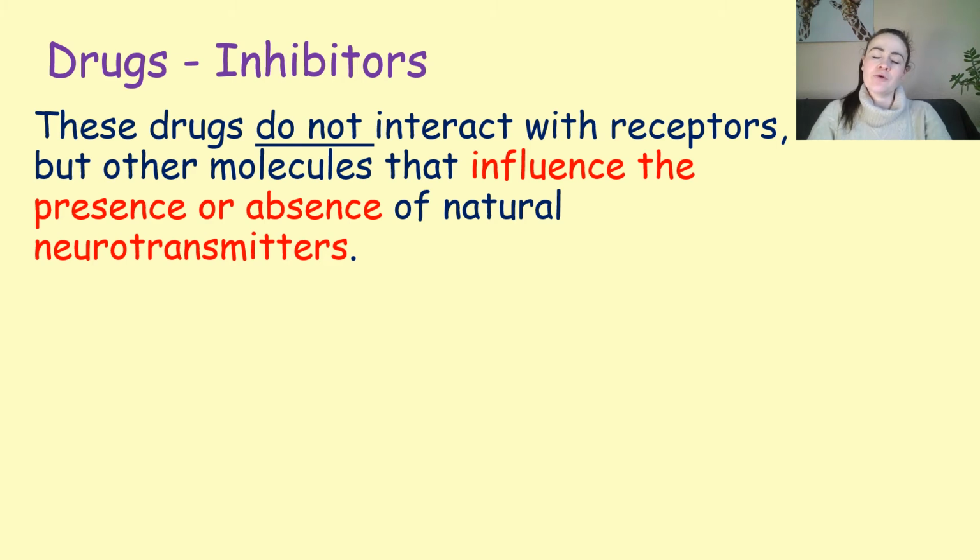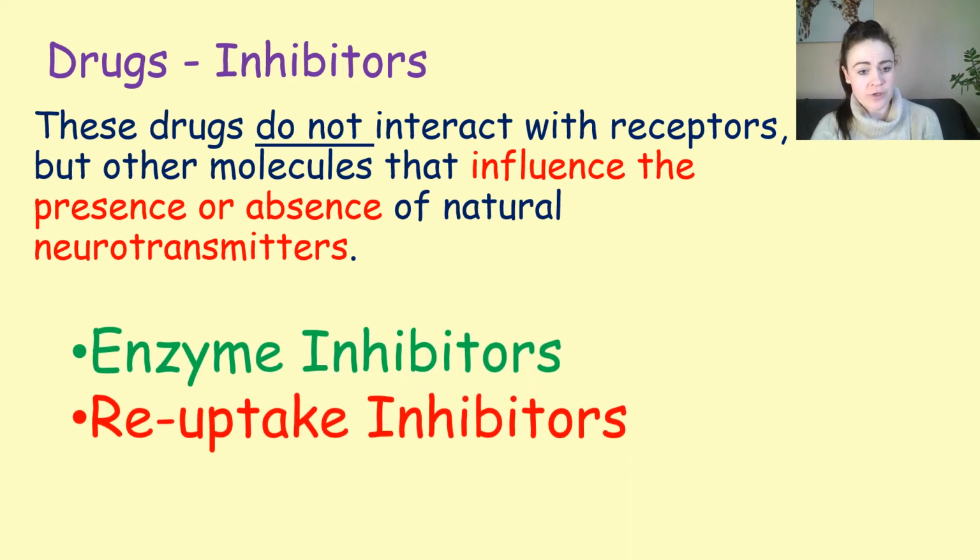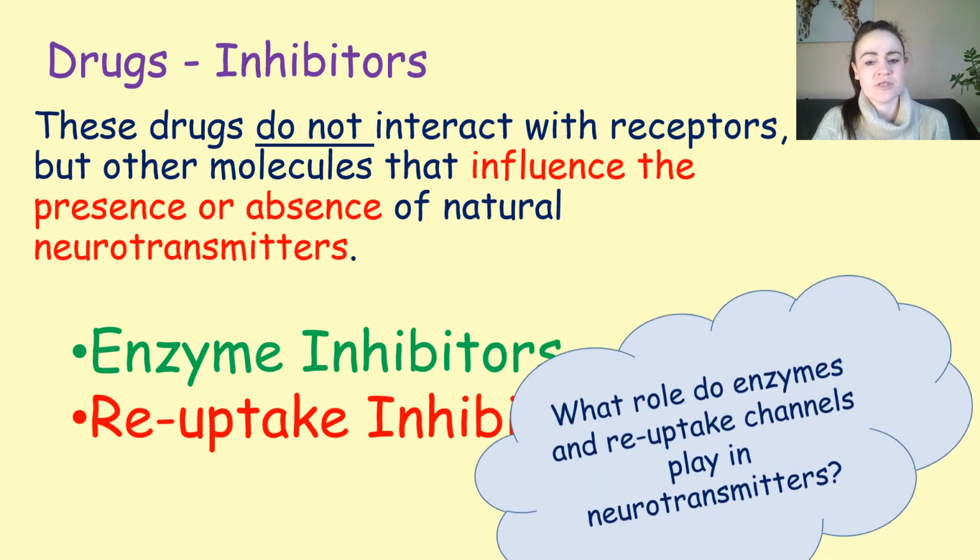The last one that we're going to look at are inhibitors. Okay, so we've got agonists and antagonists. They interact with the receptors on the postsynaptic neuron, but inhibitors don't interact with the receptors. They interact with other molecules that influence the presence or absence of the natural neurotransmitter. Now, two types we're going to look at: enzyme inhibitors and reuptake inhibitors.